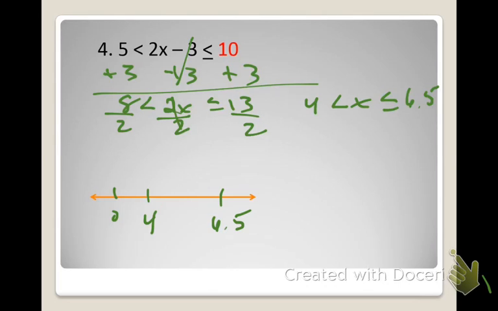Okay? And again, the compound inequality tells you that we want solutions, we want values in between two different numbers. So in between 4 and 6.5. So open circle 4, closed circle 6.5. And we want those guys right there. Okay? Make sense? You get there?